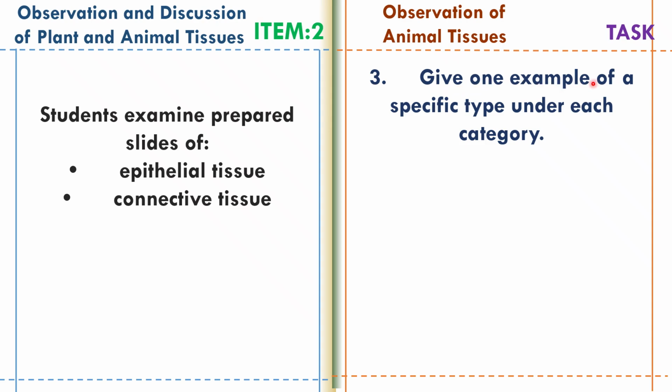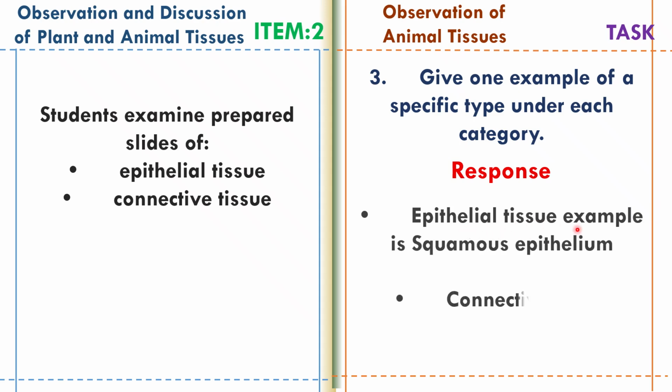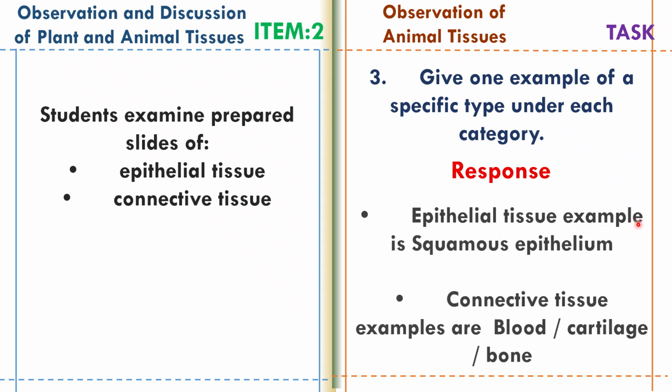Give one example of a specific type under each category. Epithelial tissue example is squamous epithelium. Connective tissue examples are blood, cartilage, and bones.